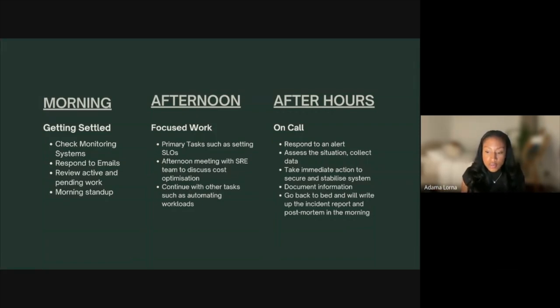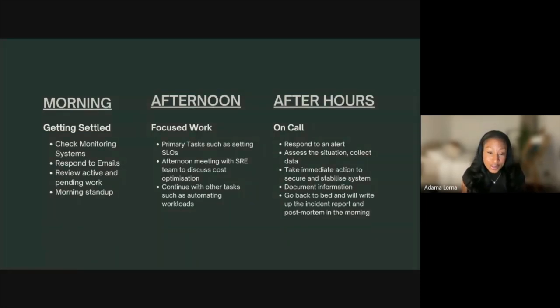In the afternoon, you might do some more focus work, some more deep work, where your primary task could be setting SLOs, like we just spoke about. Perhaps in the afternoon, you have a meeting with the rest of the SRE team to discuss cost optimization, right? How you can reduce the cost of, say, your AWS environment while maintaining a reliable system. And then finally, in the afternoon, you may be working on other tasks, such as automating some work.